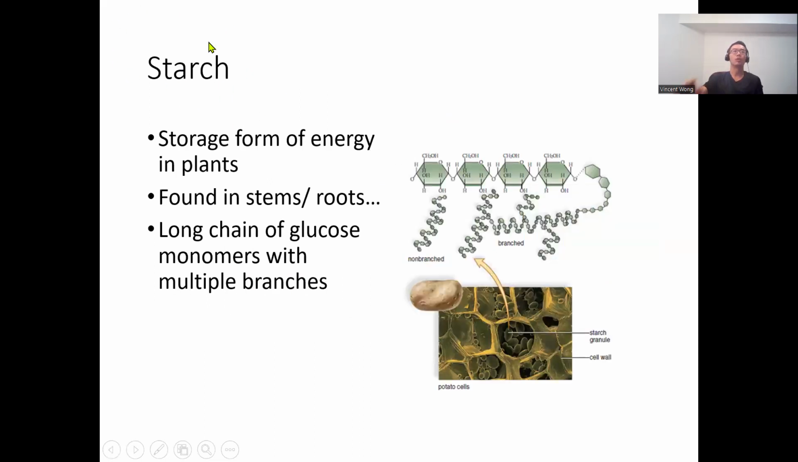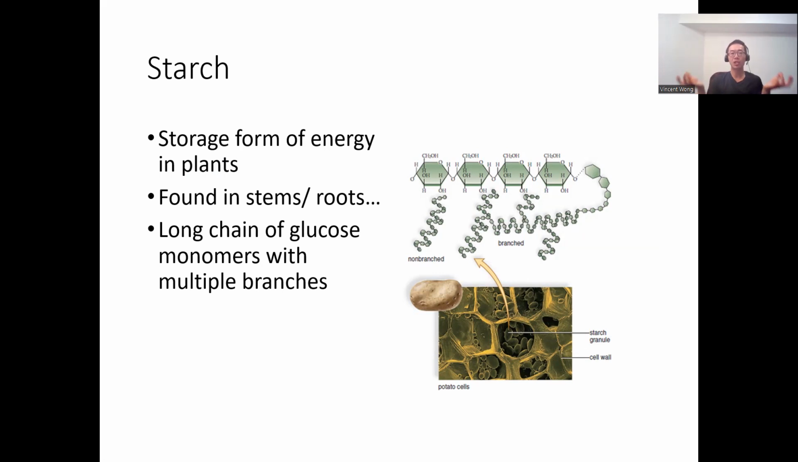Okay, so another kind of polysaccharide is starch. Starch is the storage form of energy in plants. You find them usually in roots. So the potato, the yam, cassava, all these are like roots of a plant, right? And they have a lot of starch in them.